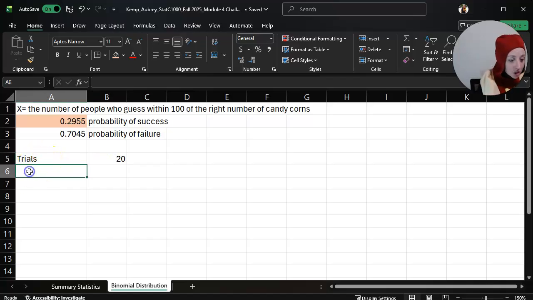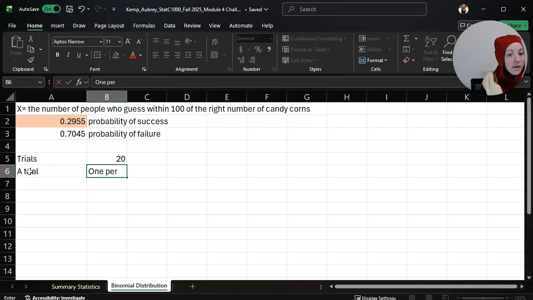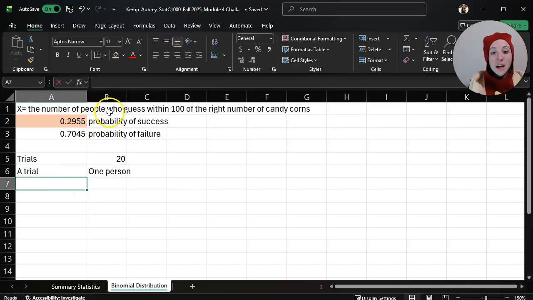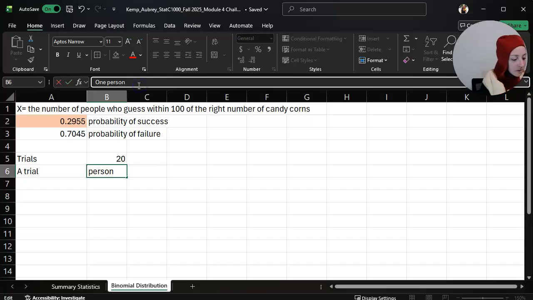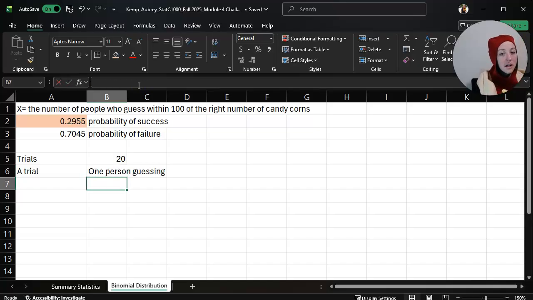In this case, a trial is one person. I'm asking this person to guess the number of candy corns here, and then I'm evaluating: are they within 100 or not? But again, I'm doing this in groups of 20. So a trial is one person guessing. I should maybe write that. One person guessing. A success is guessing within 100. A failure is guessing over 100 away.